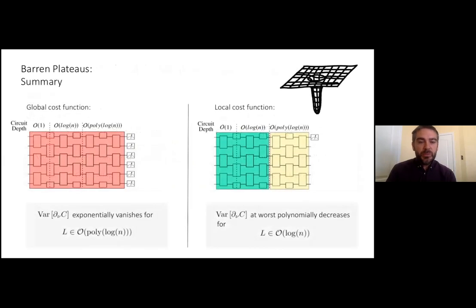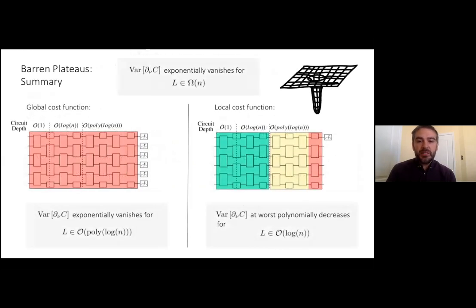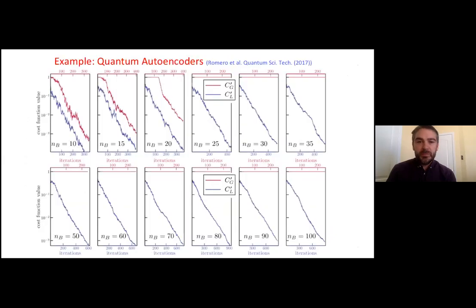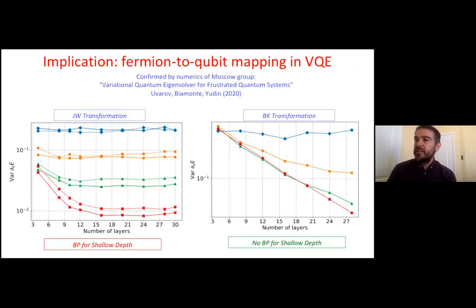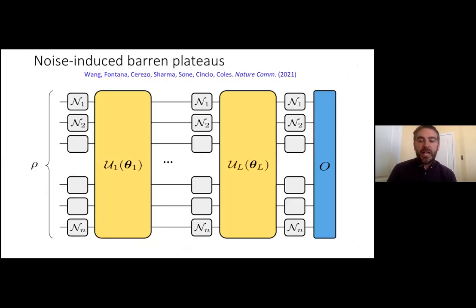So that's the situation with local versus global cost functions. I realize I'm running out of time. And so the last thing I want to mention is that everything I've talked to you about thus far, we have a solution for. Expressibility-induced Barren plateaus can be avoided by just reducing expressibility. Cost function induced Barren plateaus can be avoided by changing the cost function from global to local.